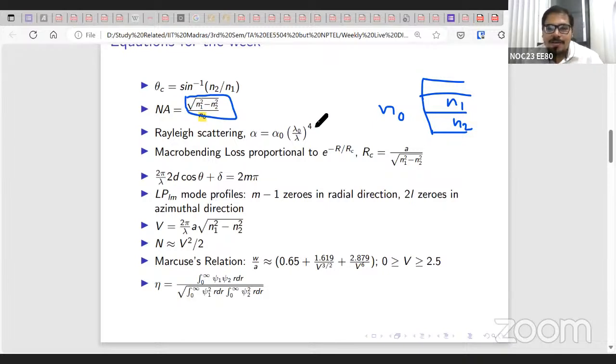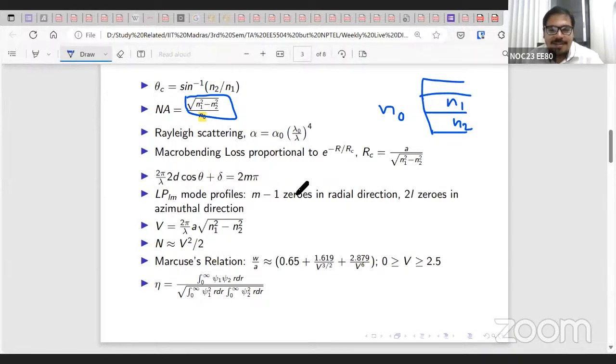Then we just told that Rayleigh scattering is proportional to 1 by lambda raised to the power 4. Then we also talked about macro bending loss, how it depends on how tightly you wound the fiber. So if you make a sharp bend in a fiber, there will be losses. If you make too sharp a bend, the fiber will break. But even before that, there will be noticeable losses.